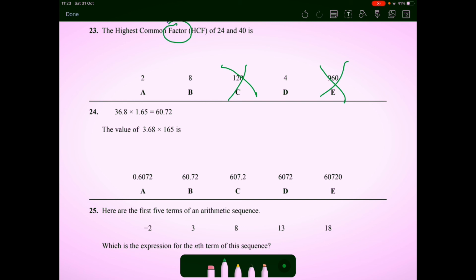So does 2 go into both of these numbers? It does, because they're both even. A quick check in our heads. 4 times 6 is 24, so that goes into 24. It also goes into 40. Fine. What about 8? 8 goes into 24 3 times.